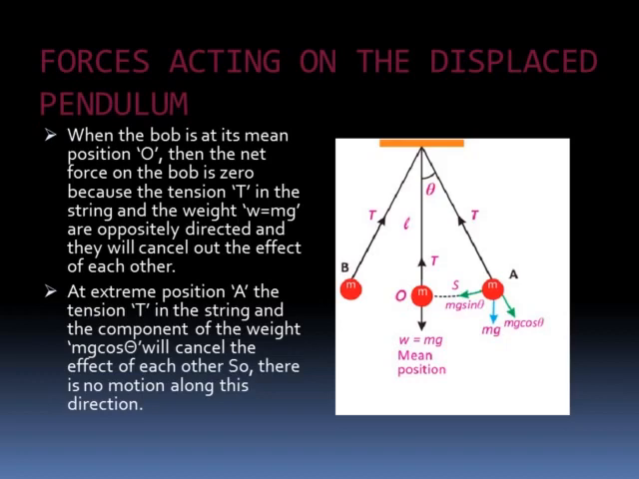Firstly, we discuss the forces at mean position O. At O, the net force is 0 because the tension in the string and the weight W equal to mg are oppositely directed, so they will cancel the effect of each other. At extreme position A, there is no force acting along the string, as the tension in the string cancels the component of weight mg cos theta. Hence, there is no motion along this direction.